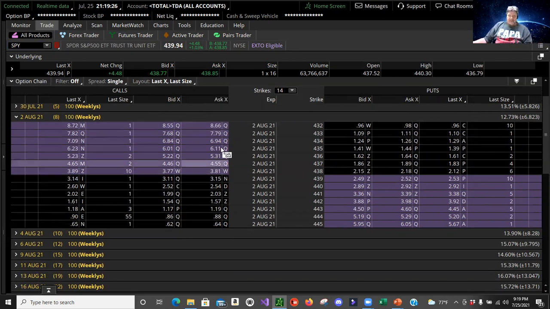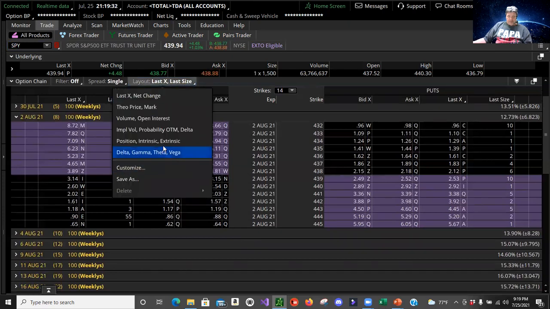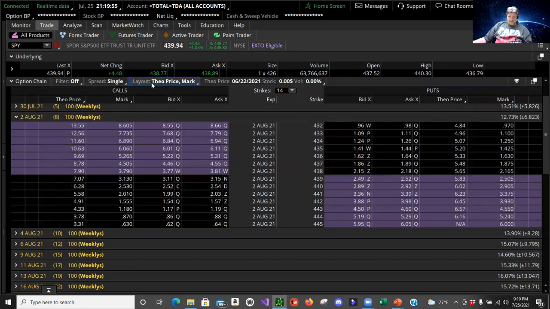Now, I told you that if you go up here, I'm going to pick this thing called, oh, where is it? I don't see it. Oh, theoretical price. There it is right there. See where it says theoretical price? What happens is when you pop that up, you'll get this column right here. And what'll happen is when you get that, you'll get this.